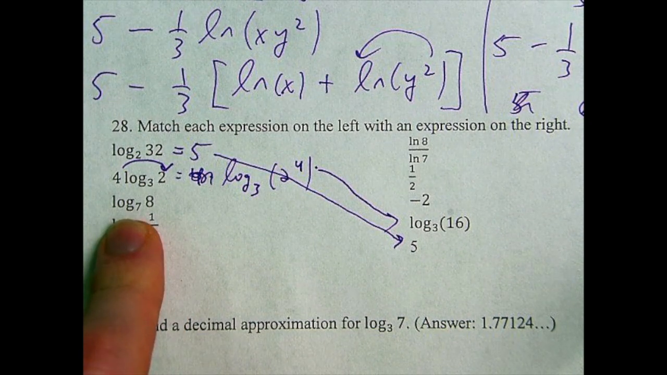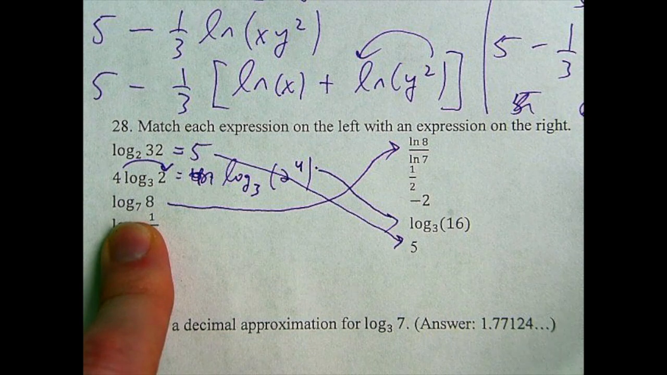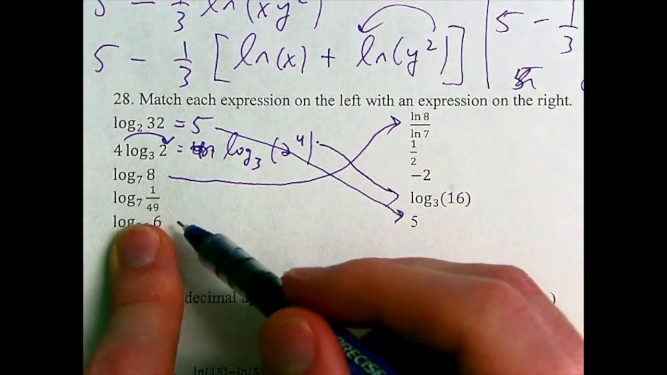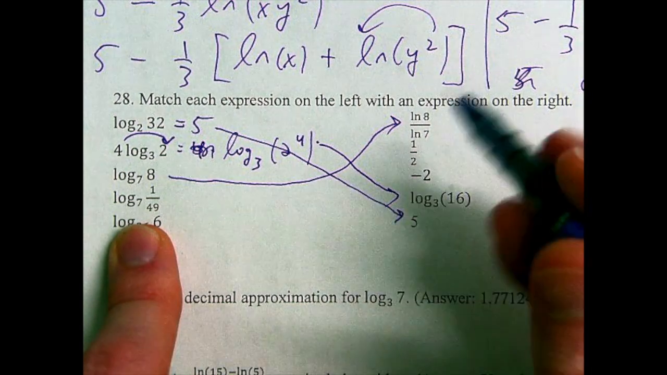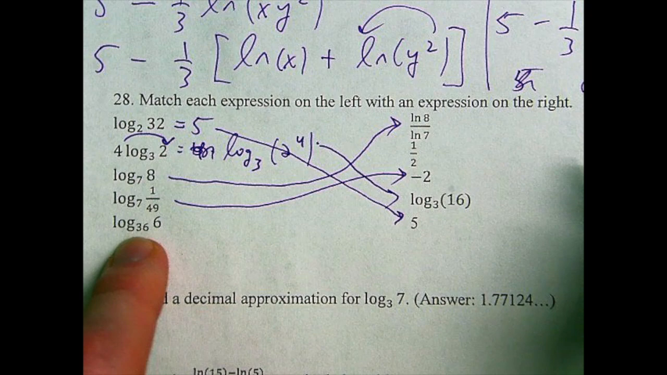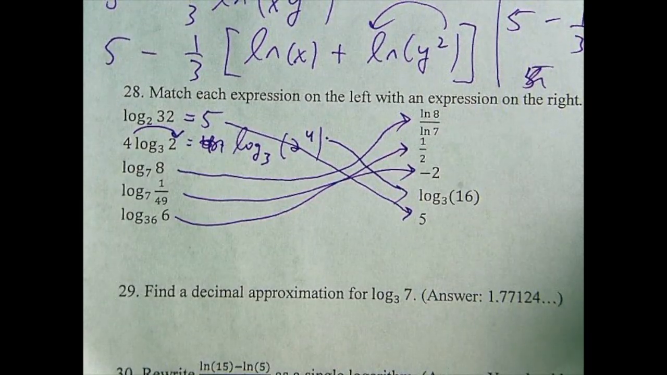Log base 7 of 8. By the change of base formula, that's that thing right there. Right, that's the change of base formula. Log base 7 of 1 over 49, that's definitely just -2. Log base 36 of 6, that's a half. Okay, so that's the end of that.